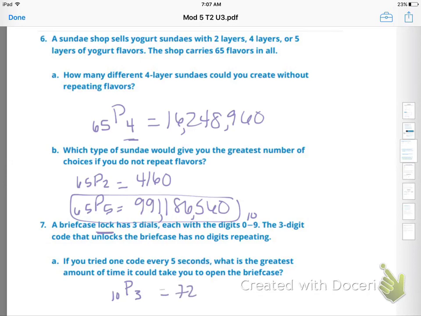So there are 720 ways. You can multiply it times 5, and you would get how much time it could take you to open the briefcase.